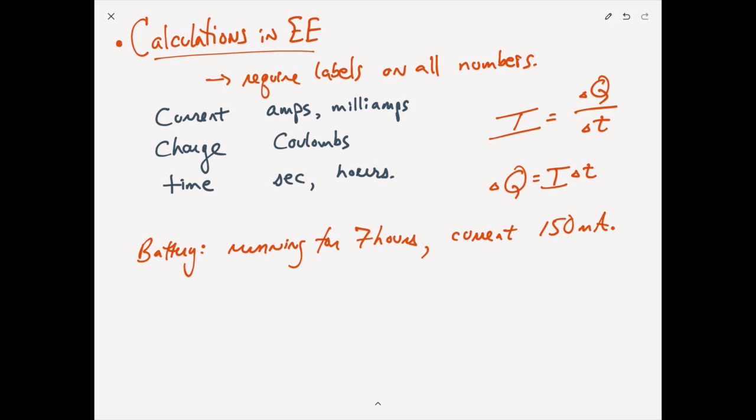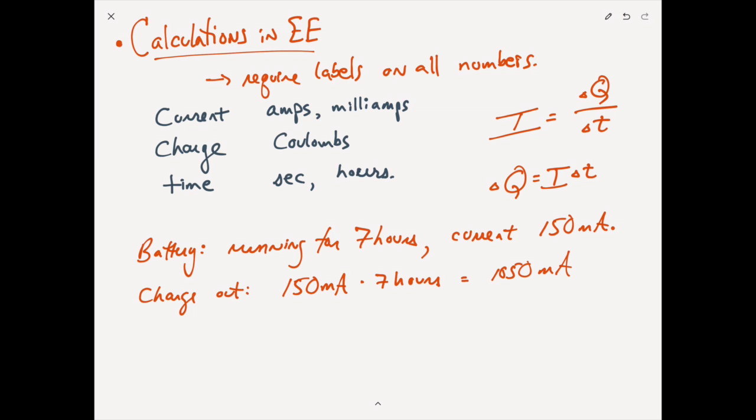The charge out of the battery would be the current times the time, so it would be 150 milliamps times 7 hours. Now, you could write that as 1050 or whatever the product is of those two numbers. You could write that as milliampere hours, which is actually kind of a legitimate thing to do.